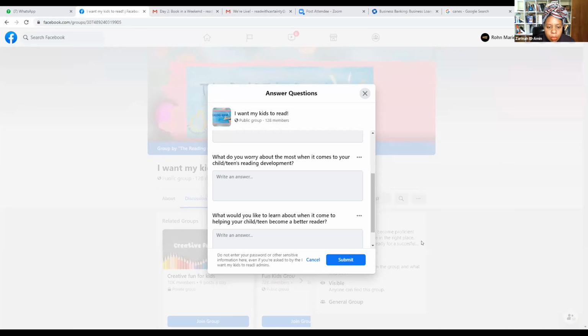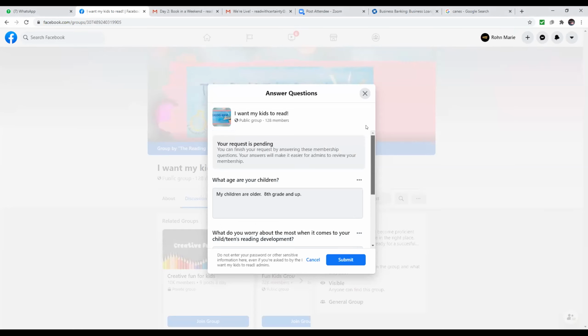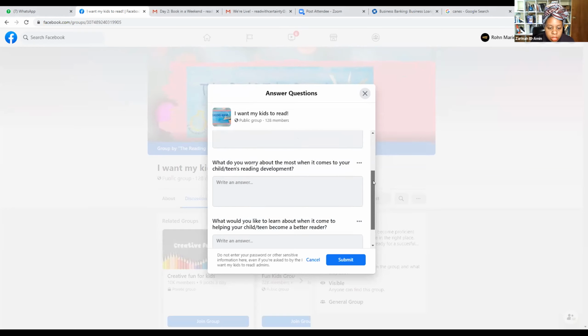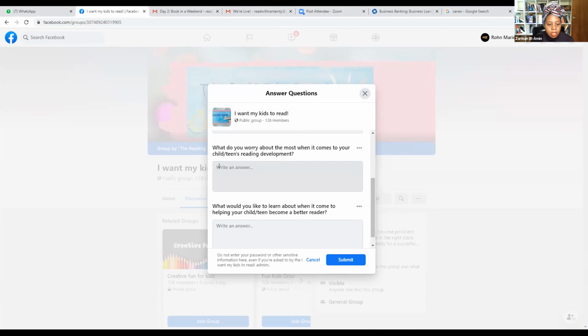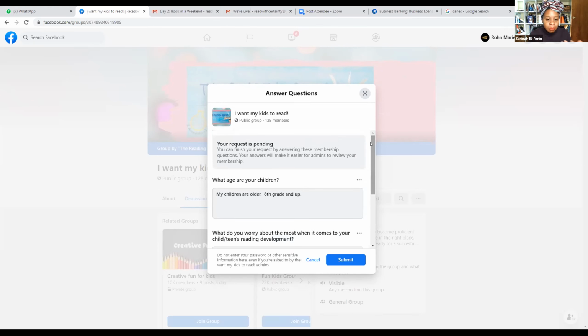All right, cool. So I want my kids to read. Scroll up so we can read what it says. Oh, it's asking me what age are your children? Okay, yeah. Great. So first of all, let me just say that this type of group, the person who started this group is probably a person just like you, right? Yeah. That's what I figured. Yes. And so this is a good example. If you ever wanted to start your own group, these are some of the questions that you may even want to copy and paste or possibly use to model.